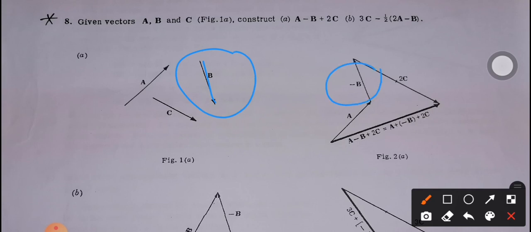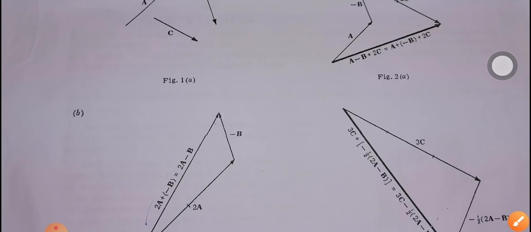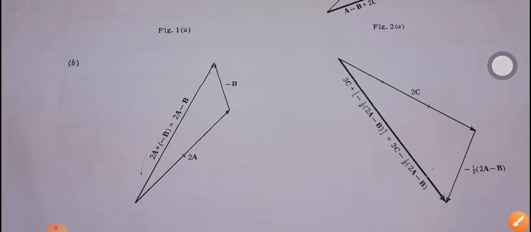So here we have minus b, and the next one is plus 2c. Plus 2c means I double the magnitude, but there is no effect on the direction. So here is the vector c, here is the one unit and here is the second unit. So this is vector 2c, and I join these two vectors, and here is my resultant vector in this case. Similarly you can solve this one as well, which is already solved over here. You have to solve question number 9 by yourself, and if you face any problem then you can discuss it with me.